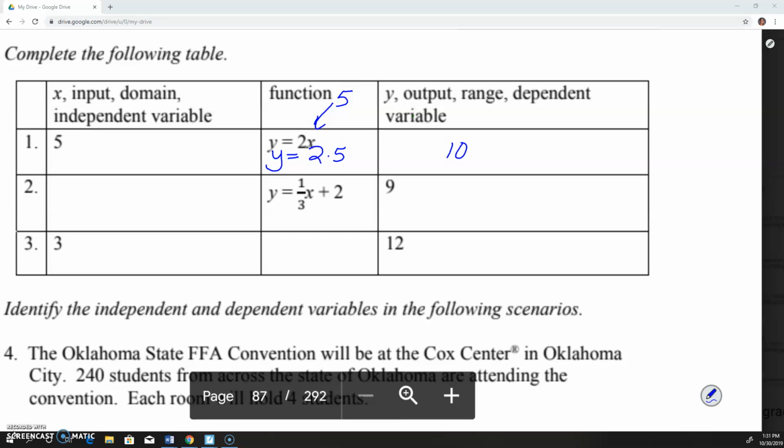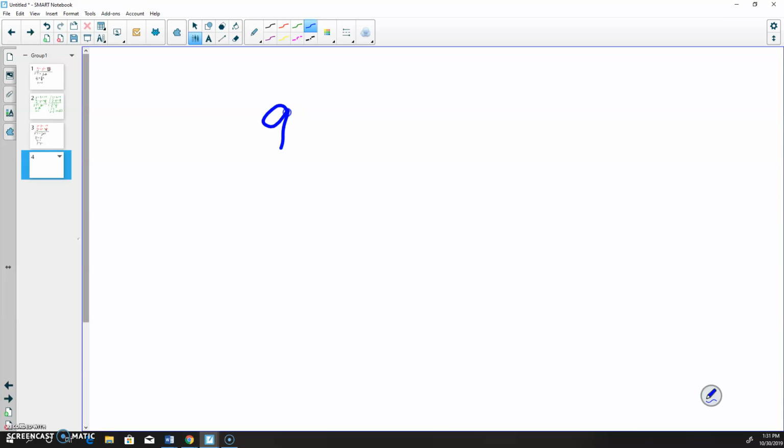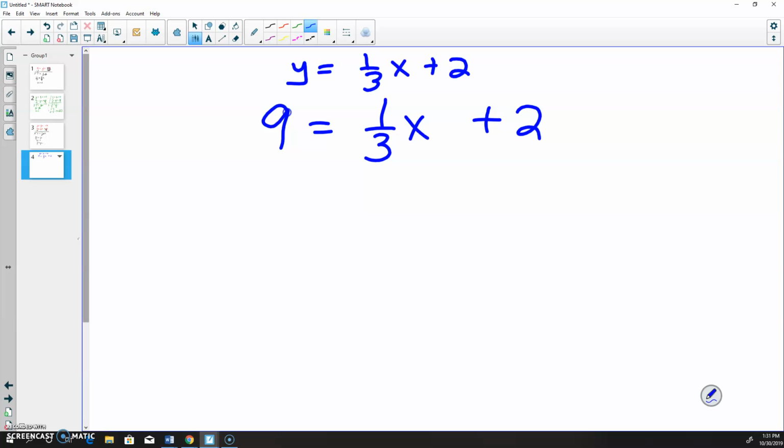Let's look at this one. It tells me y, on number 2, y is 9. So where y is, I'm going to put the number and then write your problem. 9 equals 1/3 times x plus 2. I'm going to write it bigger. 9 equals 1/3 times x. It was plus 2? Yes. My problem said 1/3 times x plus 2.